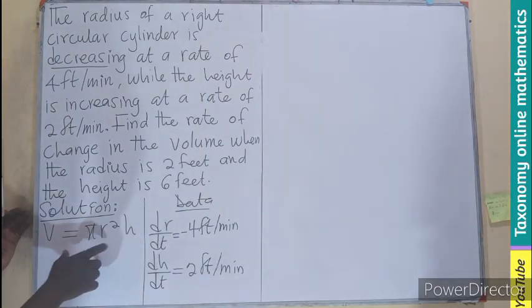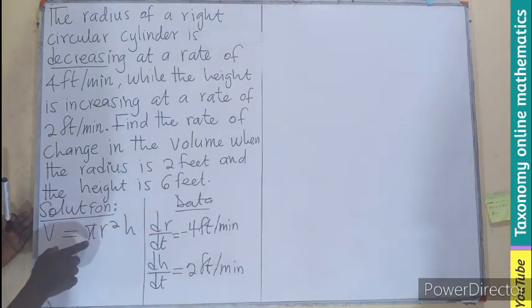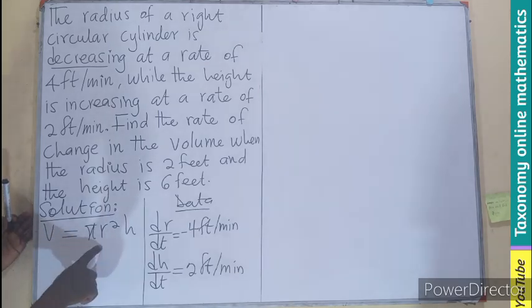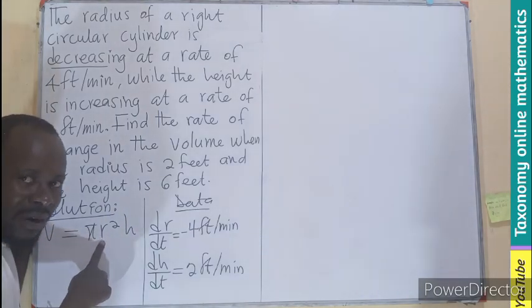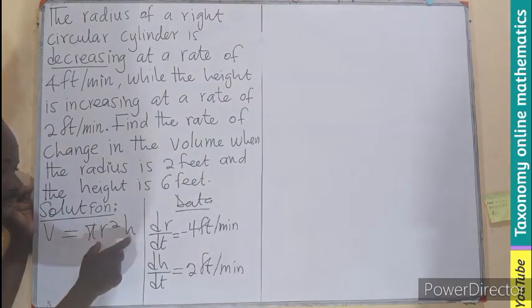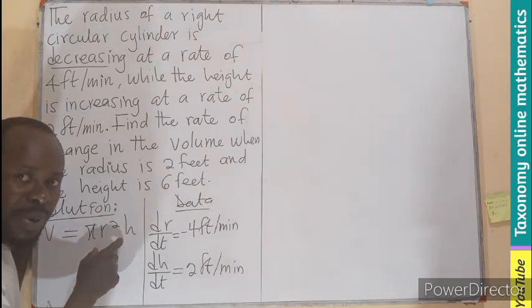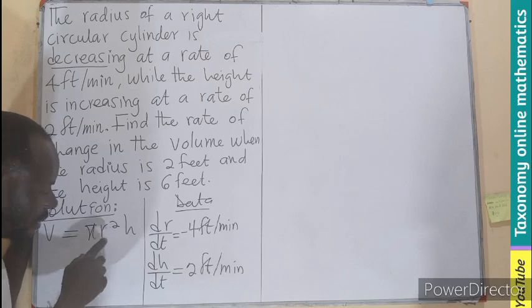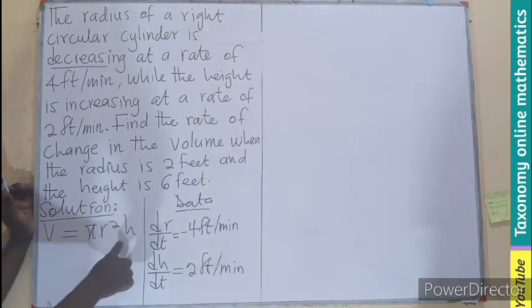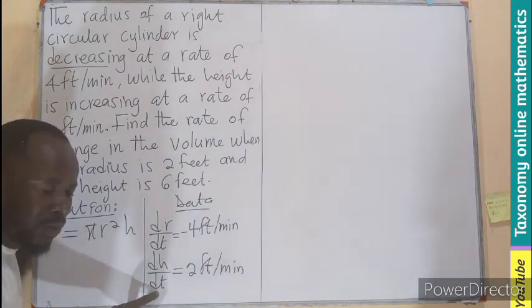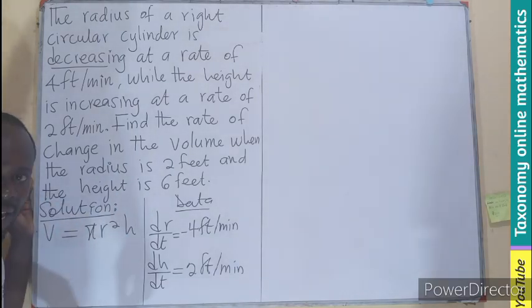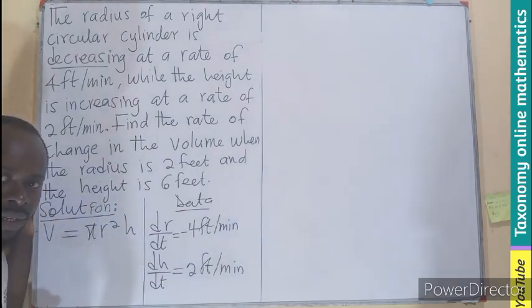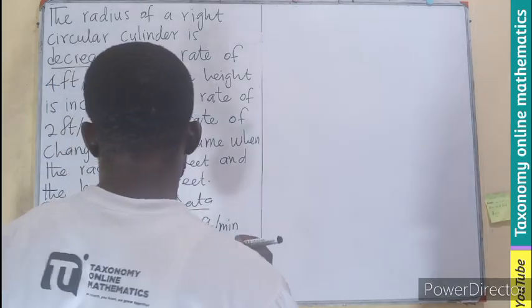The next thing to do is to find the differential of this. But we cannot differentiate V with respect to r because we have two independent variables here. So we are going to differentiate all of them with respect to t. We differentiate this, differentiate r, differentiate h, all with respect to t.